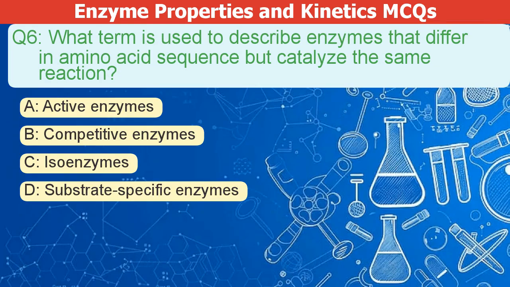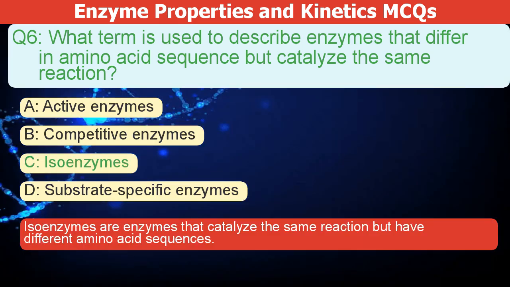What term describes enzymes with different amino acid sequences but the same reaction? A. Active enzymes. B. Competitive enzymes. C. Isoenzymes. D. Substrate-specific enzymes. The correct answer is C. Isoenzymes are enzymes that catalyze the same reaction, but have different amino acid sequences.